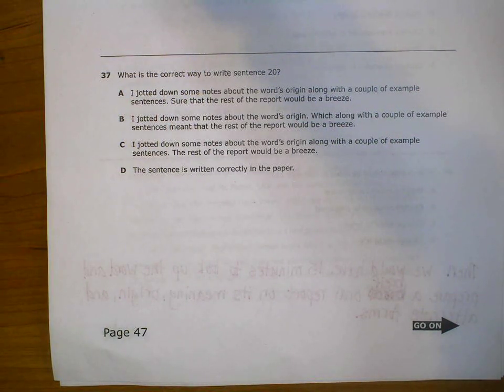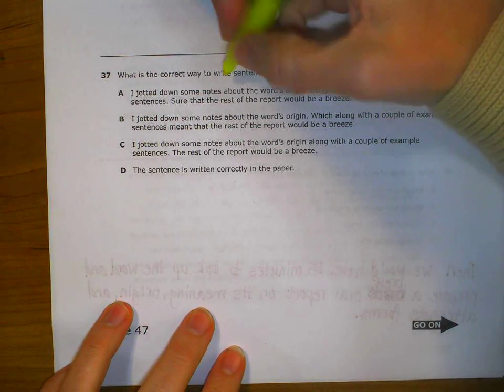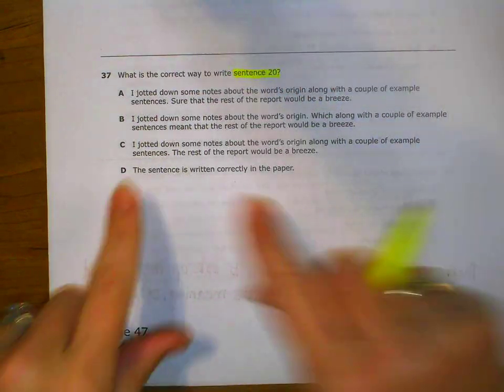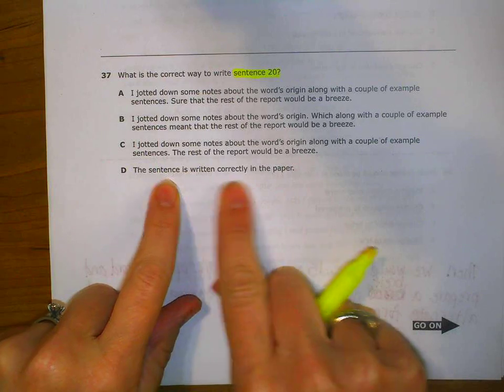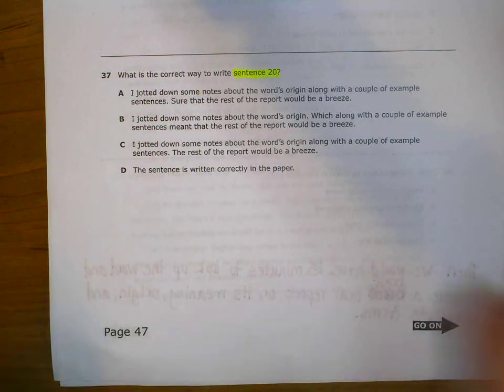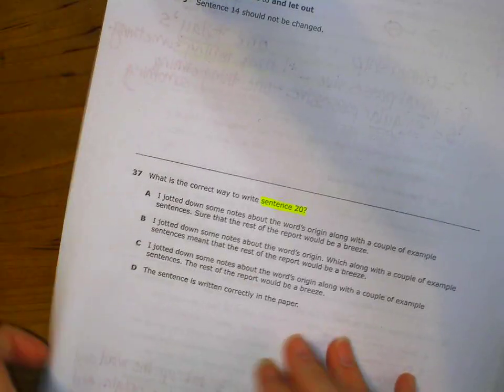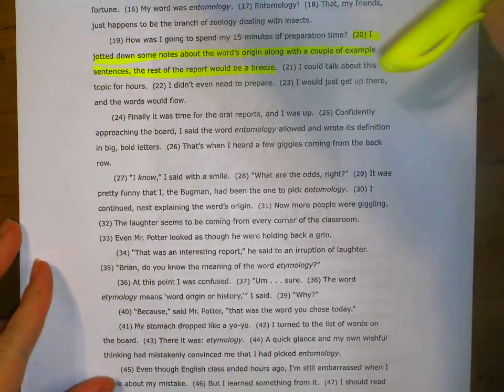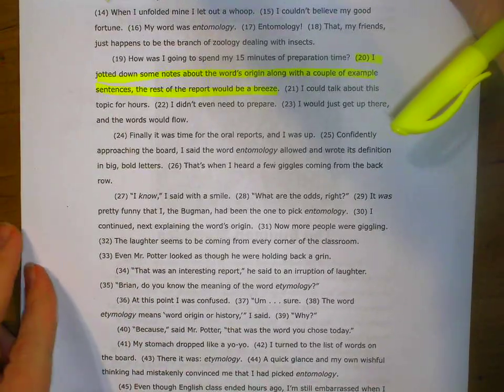Okay, number 37 says, what is the correct way to write sentence 20? One of my options here at the bottom is the sentence is written correctly in the paper. So first I need to go back to the paper and look at sentence 20. So here it is. I've already highlighted it. And let's analyze this sentence.